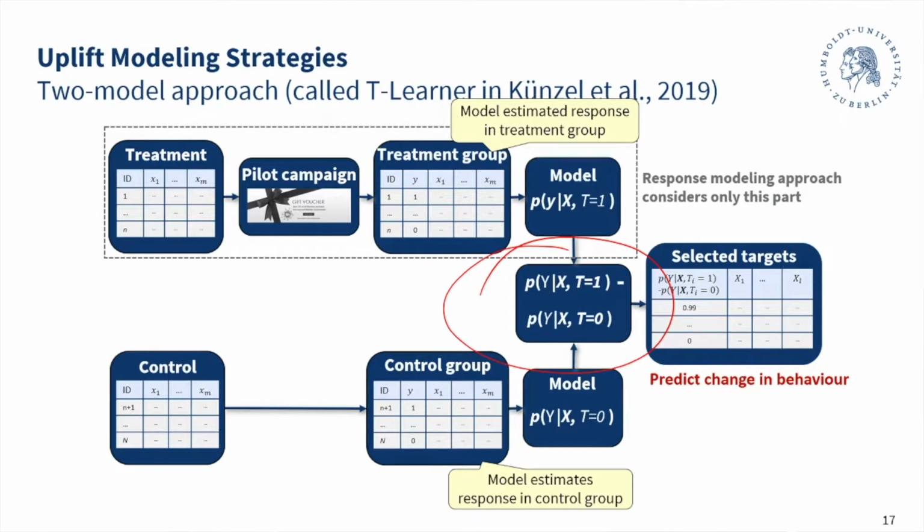We subtract the probability of buying coming from the treatment group model from that coming from the control group model. That's like calculating the residual difference in buying probabilities. And we claim that this difference that we observe here comes from the treatment. It is due to the treatment.